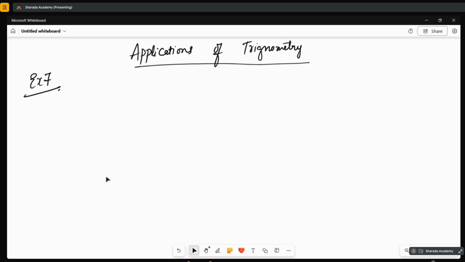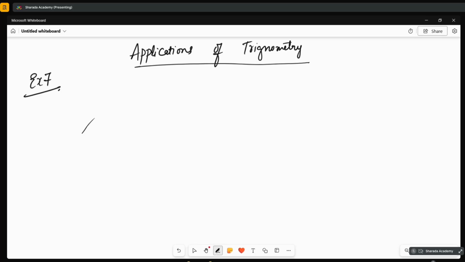From a point on a bridge across a river, the angle of depression of the banks on opposite sides of the river are at 30 degree and 45 degree respectively.